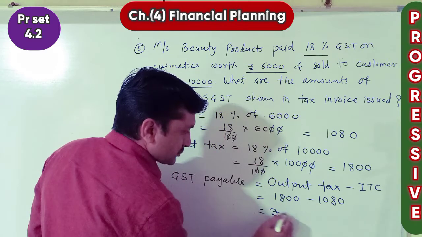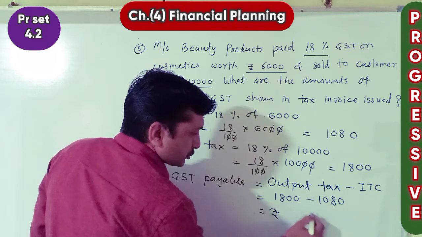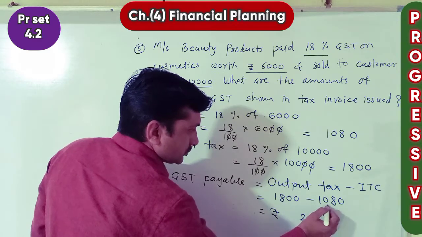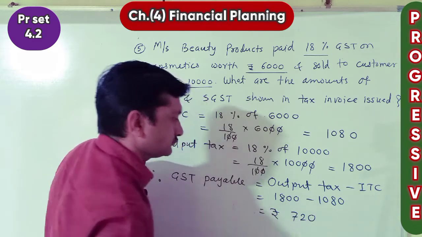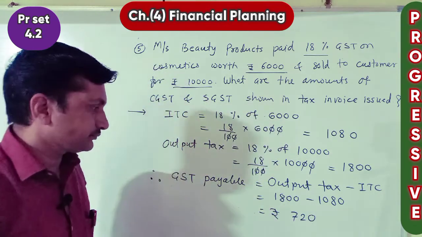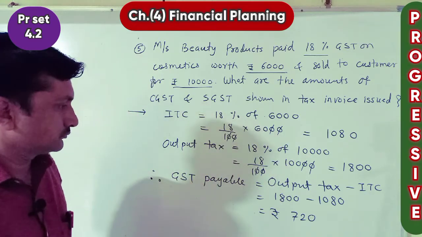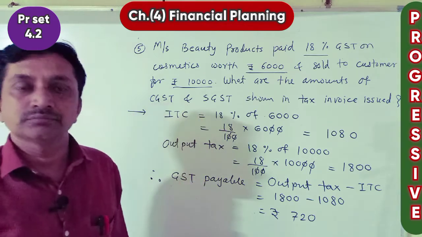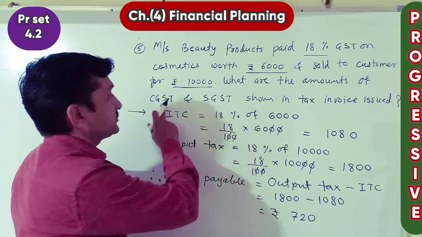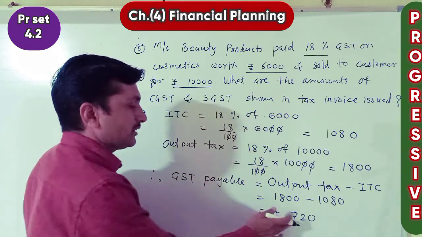Do subtraction. Now here 0 minus 0, 0, 10 minus 8, 2, 18 minus 11, 7, 720. This is GST payable. Now CGST, SGST is shown in tax invoice. In tax invoice, that will be half of this.